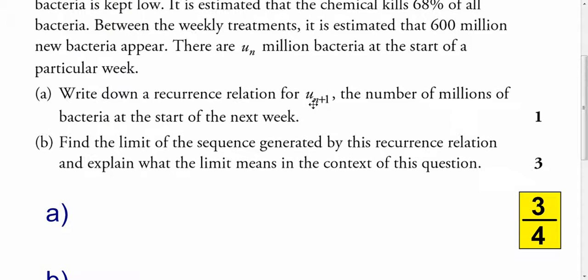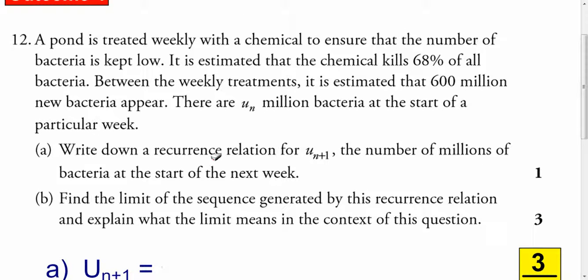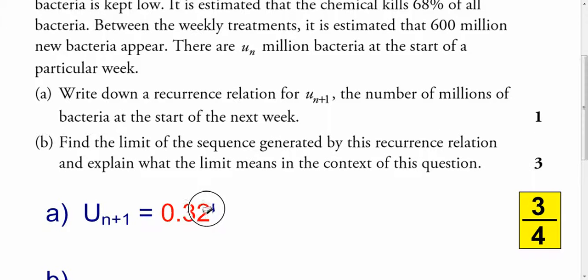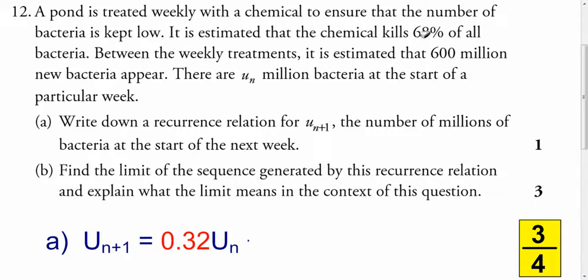Okay, so U of n plus 1 equals, that's how you start your recurrence relation. Now, what's happening previously to U of n? Well, it's been reduced by 68%. So if something's been reduced by 68%, then you can multiply it by 0.32. That will reduce something by 68%, just like if you reduce something by 4%, you would multiply it by 0.96.